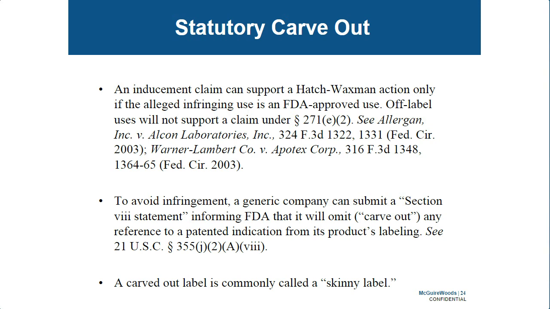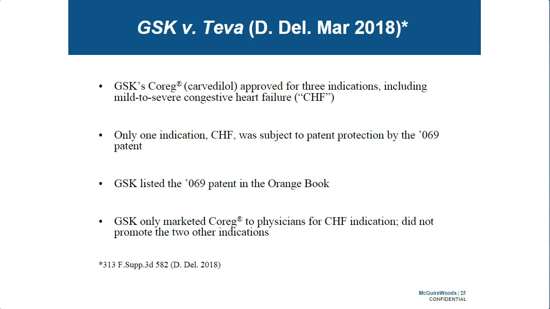Well, that takes us to the GSK case. That was decided by the district court in 2018. So let's go through the facts of this case. It's a very, very interesting case. GSK markets this drug called Correct, which was approved for 3 indications, including congestive heart failure, CHF. There were 2 other indications. Only one indication, the CHF indication, was protected by a patent, namely this 069 patent. And GSK listed the 069 patent in the Orange Book.